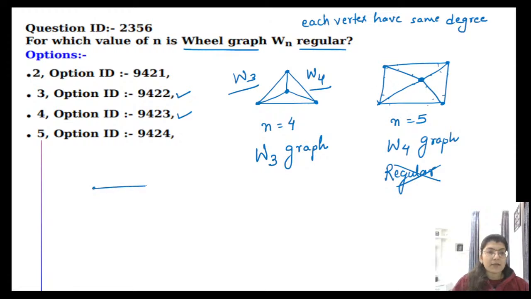Because if we talk about n equal to 4 here, meaning if we take that we have added one extra vertex to this and joined this, so this is not regular. Why is this not regular? Because this one is having degree 3, degree 3, degree 3, but this vertex is having degree 4, so we cannot say anything about this particular thing. Okay, next question.